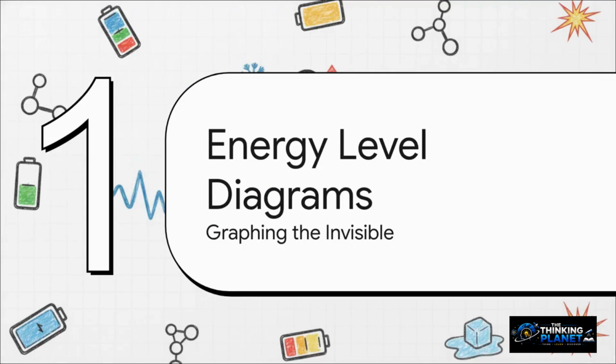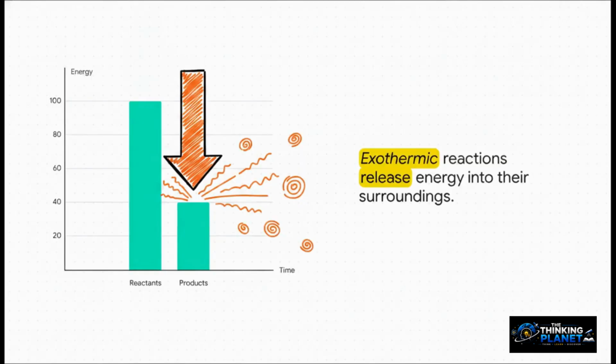Section 4. Energy level diagrams. Graphing the invisible. Now in chemistry, we don't just talk about energy changes. We have to actually map these invisible shifts onto a graph. Think about how this works for an exothermic reaction. The reactants start way up high on the energy scale, but the resulting products end up way down low. Because the products have less energy than the reactants, that difference in energy had to exit the system, right? It essentially fell off a cliff, and that lost energy was released into the surrounding environment as heat.